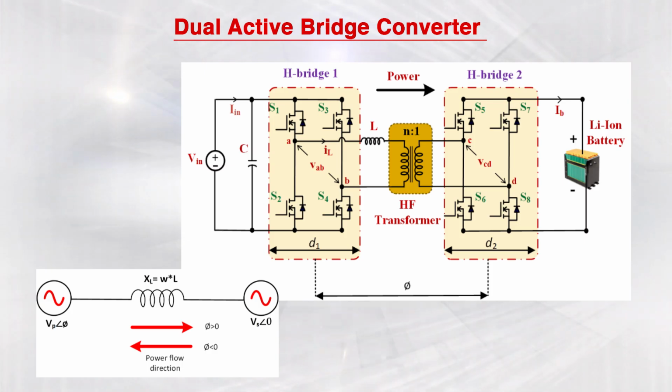So, this converter can perfectly work for V2G and G2V modes of operation, where the phase difference decides the power flow between input and output or output to input. These converters operate such that the magnitude of current will be decided based on the phase difference between input and output, and the energy will be transferred.